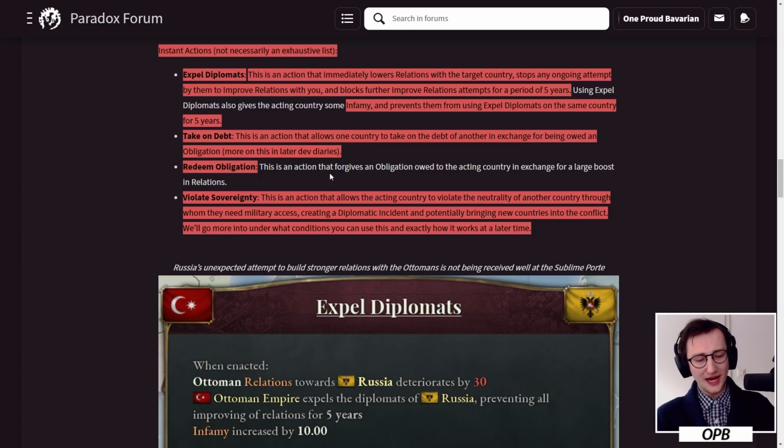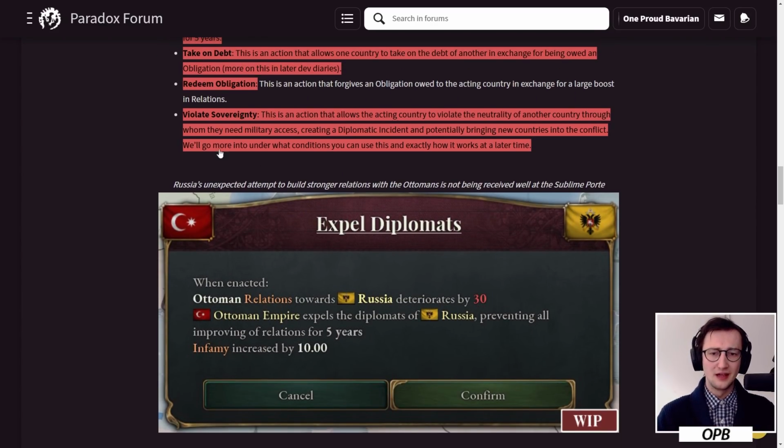Now, we had something similar, of course, or actually I think we had literally this concept basically in Victoria 2, but I like this idea a lot. Take on debt is one of those things that with a new market system, maybe you want to do this sometimes to stabilize a country that you need for your supply, or otherwise your economy will also collapse. Very cool idea. Violate sovereignty.